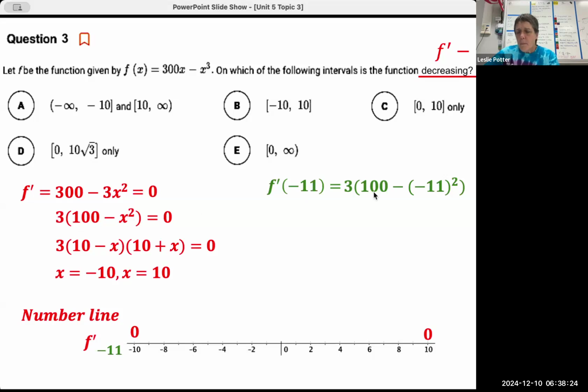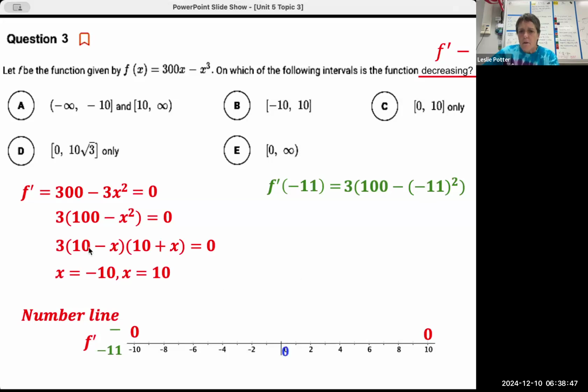And of course, squaring negative 11 makes it positive. 100 minus, I know this is bigger than 100, so this whole thing is negative. So I'm just going to put a negative sign there. Again, I'm not going to simplify it. I'm just looking at 100 minus a number, minus 121, right? It's going to end up being a negative value.